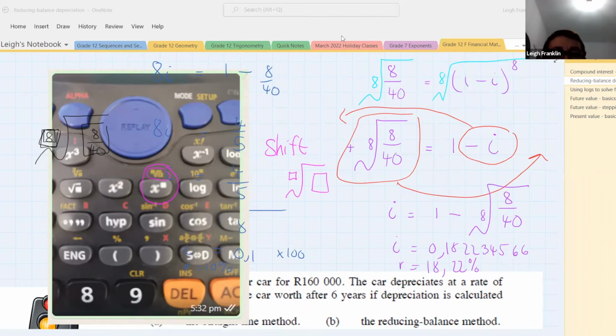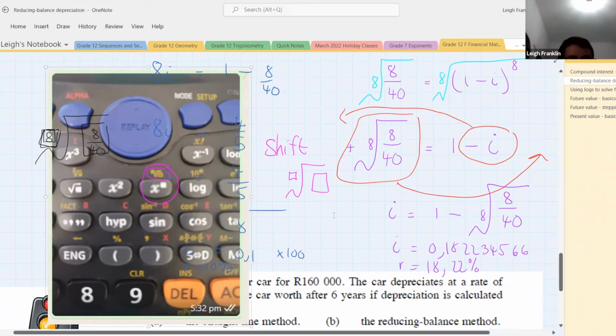Okay, we are doing reducing balance depreciation, and we're going to go on now and talk about logs. We're just going to check that everybody's cool with this. Okay, all right, hopefully everybody's happy.